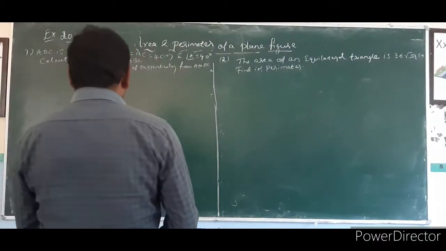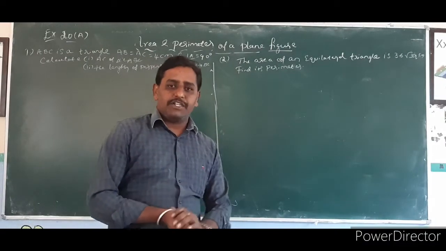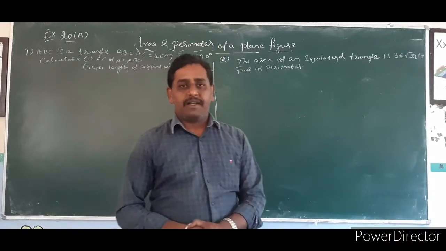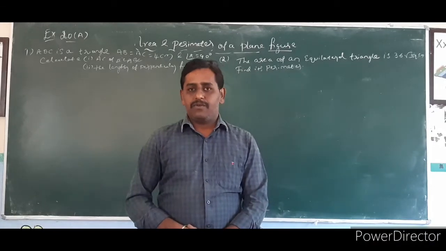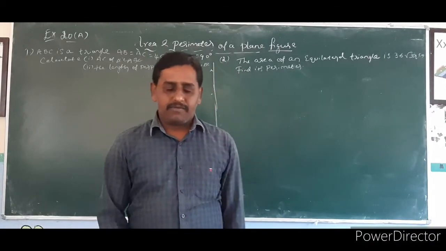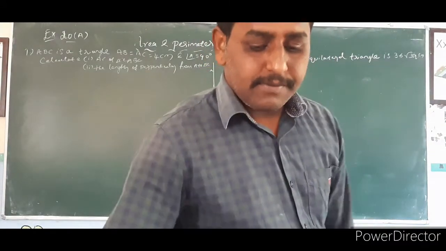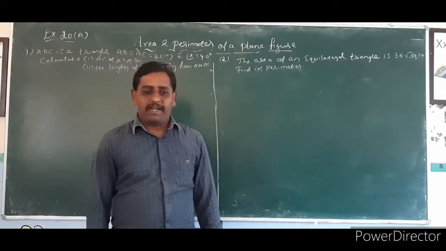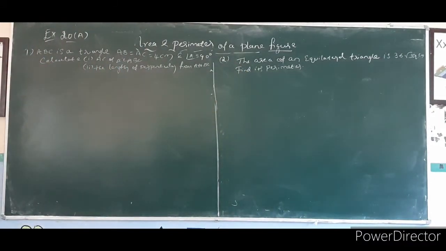Hi, welcome to the second part of areas and line figure of the mensuration chapter. In the last class we discussed how to find the area of a triangle, and today's class also we are going to discuss the area and perimeter of a triangle. In the last class we used Heron's formula to find area and perimeter also.